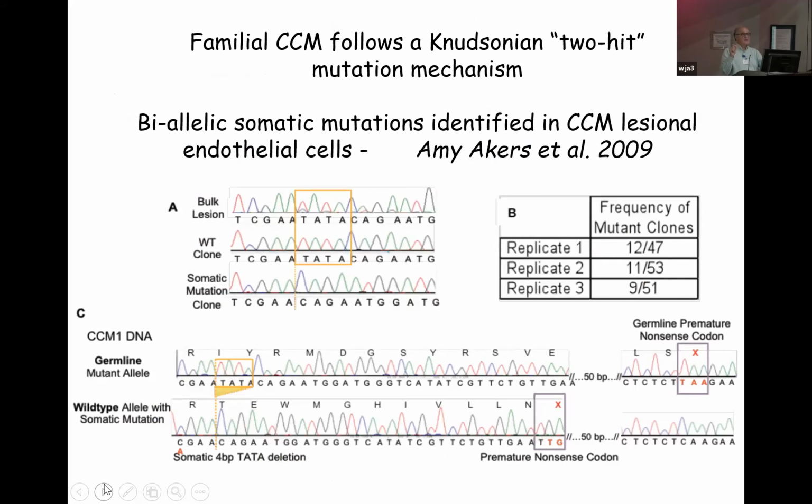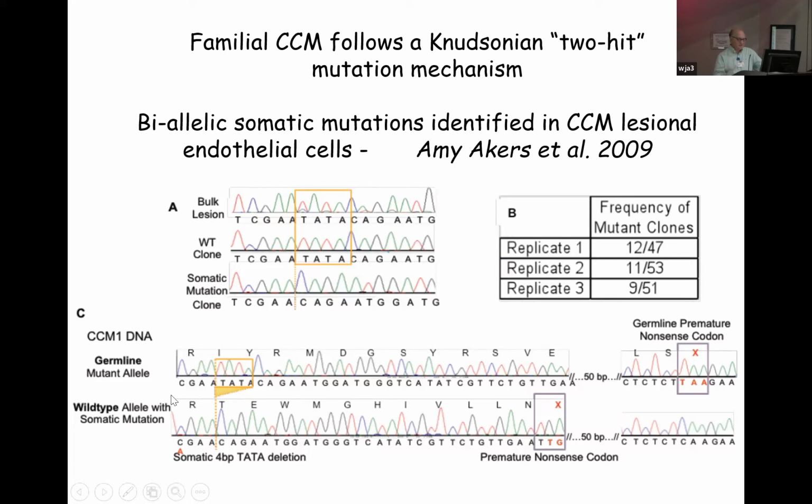But I want to show you why we had to do single clone sequencing, essentially what we do now with next generation sequencing. We did it by cloning and sequencing. Here's the bulk lesion and the somatic mutation is there. If you sequence individual clones from that PCR product, you see that the sequence is a mixture of wild type and a four-base deletion. And if you look really carefully, maybe that's the point: the mutation is in only a subset of the cells, a fraction of the cells.